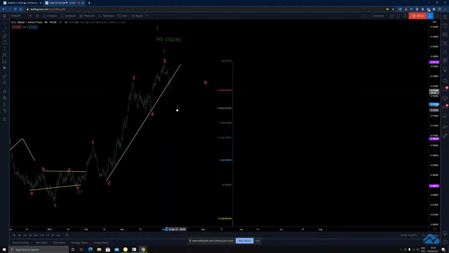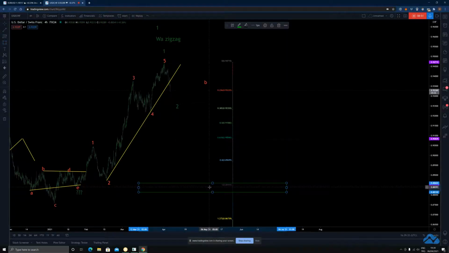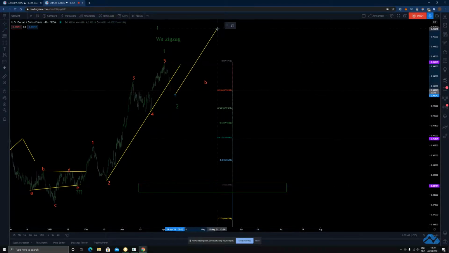So if you're thinking that this is an impulsive move, we do not have any clue how far this second wave can go. The only thing we know is the second wave cannot come down more than 0.88. If it comes below this, then this idea is totally wrong. So you cannot take a long here with a stop loss like this. This is not feasible.